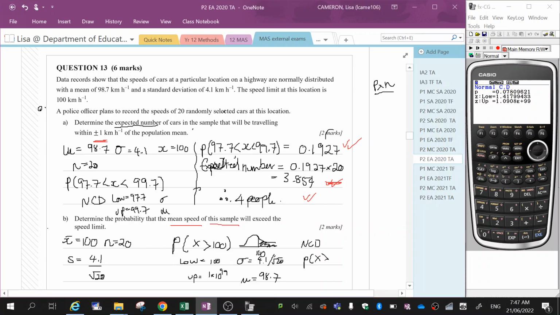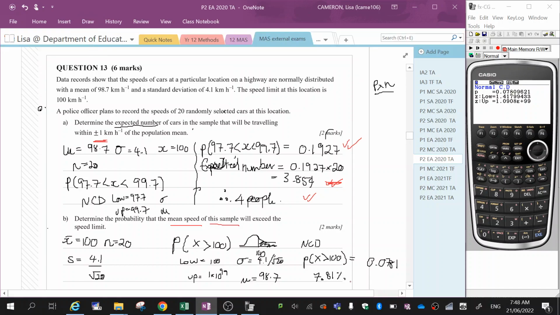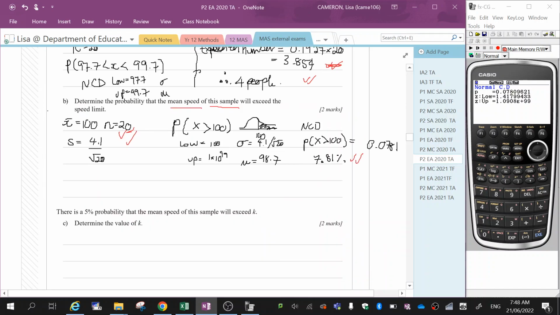Okay, so that gives me the probability that X exceeds 100 is equal to 0.0781. So if I round that, well, that is rounded. If I express that as a percentage, that's what it is as a percentage. Okay, so we're happy with that. Now, if we're thinking about where those marks might be awarded, we're probably going to be going here, the 7.1%, and this one is probably where they'd award the grade. Okay, now let's go down and do the next part.